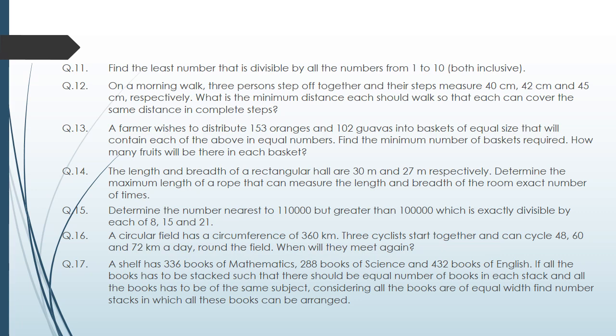The question number 15 is, determine the number nearest to 1,10,000 but greater than 1 lakh, which is exactly divisible by each of 8, 15 and 21. So what are we supposed to do here? We are supposed to find out a number which is near to 1,10,000 and greater than 1 lakh, meaning it should be between 1 lakh and 1,10,000, and it should be exactly divisible by each of 8, 15 and 21. Getting it?